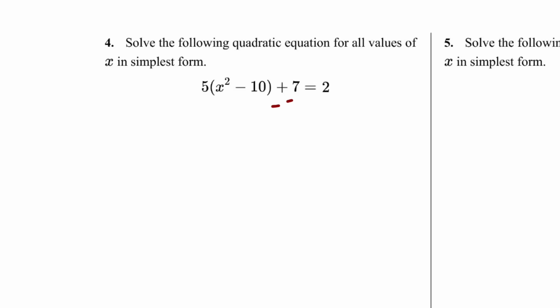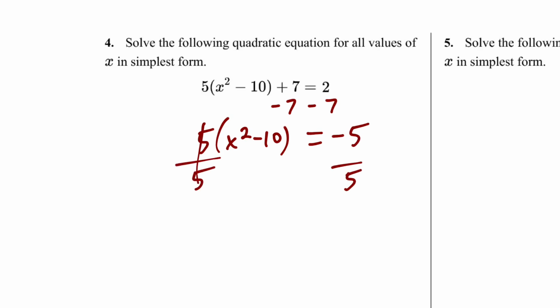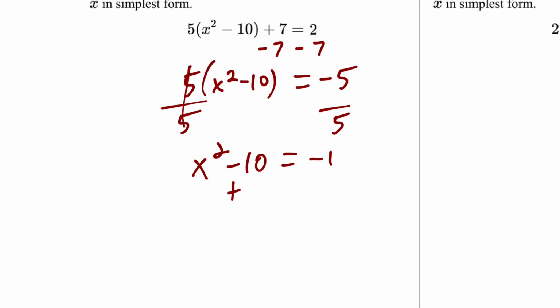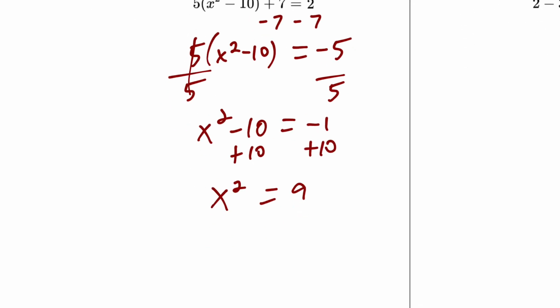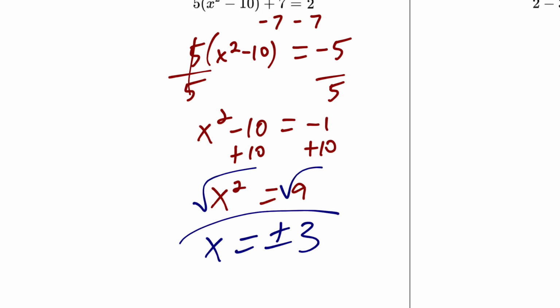For number 4, I'm going to first subtract 7 from both sides. I have 5 times x squared minus 10 is equal to negative 5. Then I'm going to divide both sides by 5. I have x squared minus 10 is equal to negative 1. Then I'll add 10 to both sides. So I have x squared is equal to 9. Once I take the square root of both sides, I have x equals plus or minus 3.